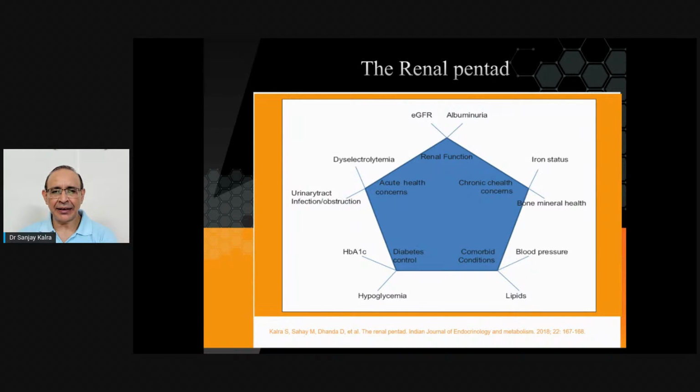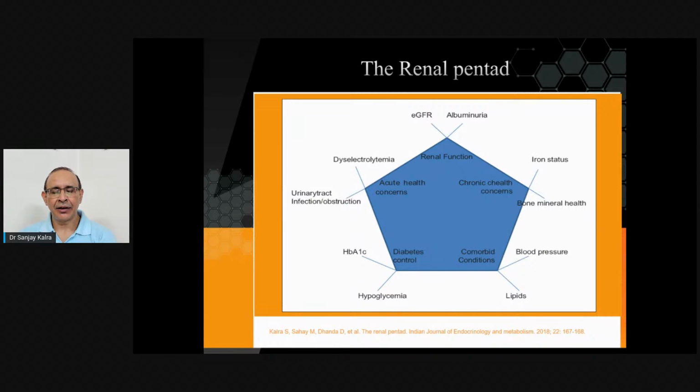Because in patients with kidney disease, hypoglycemia can occur. In fact, one of the common symptoms of kidney disease is sudden onset of hypoglycemia in a patient who was earlier well controlled. Not only should we focus on diabetes control, we should also look for other conditions like blood pressure and dyslipidemia and manage them as well. So this would be in all people with diabetes. Do screen for acute health concerns.